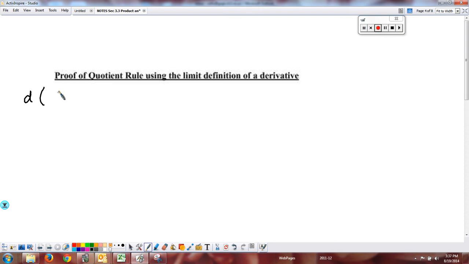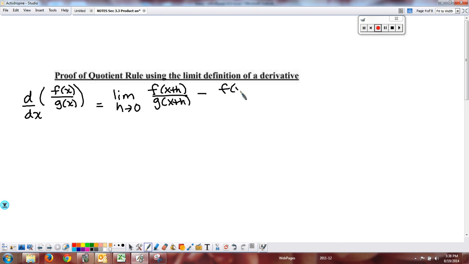So we're going to take our two functions, f of x divided by g of x. I want to take the derivative of this quotient with respect to x. I'm going to use the limit definition to develop the shortcut rule. So the limit as h goes to 0, plug in x plus h into your function, subtract your function, and that's all over h.